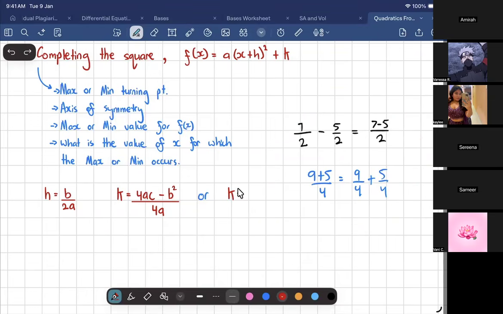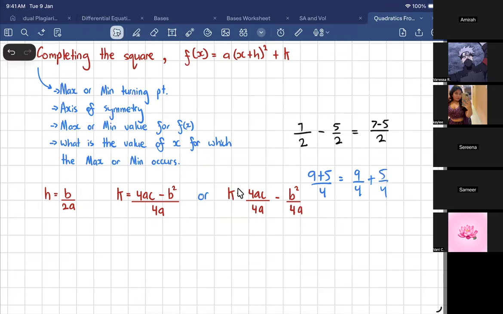I promise. Sorry, the dog's loud. Would it be 4ac over 4a minus b over 4a? Sienna, who let the dogs out? I just had to do that. Everybody seeing what I'm talking about, right? I'm not doing anything crazy. I don't know if you're following. Are you seeing this?